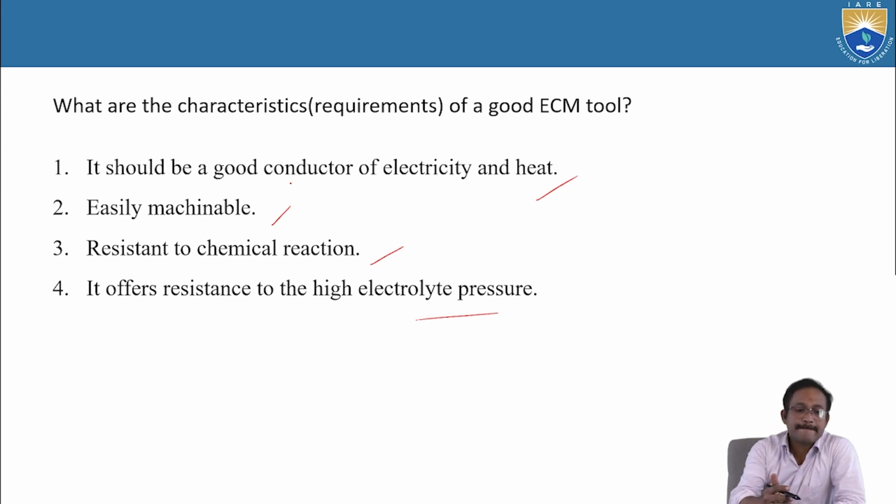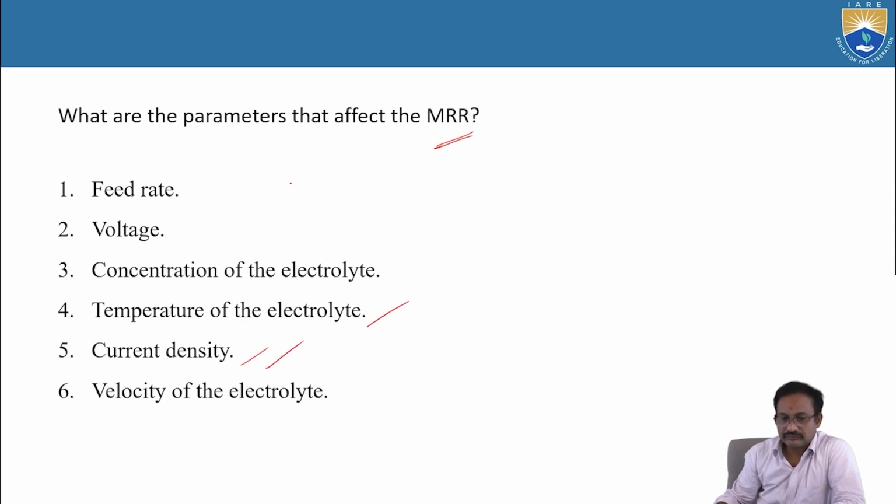What are the characteristics of a good ECM tool? It should be a good conductor of electricity and heat, easily machinable, and resistant to chemical reaction. It offers resistance to the high electrolyte pressure. What are the parameters that affect the material removal rate? Feed rate, voltage, concentration of the electrolyte, temperature of the electrolyte, current density, velocity of the electrolyte.